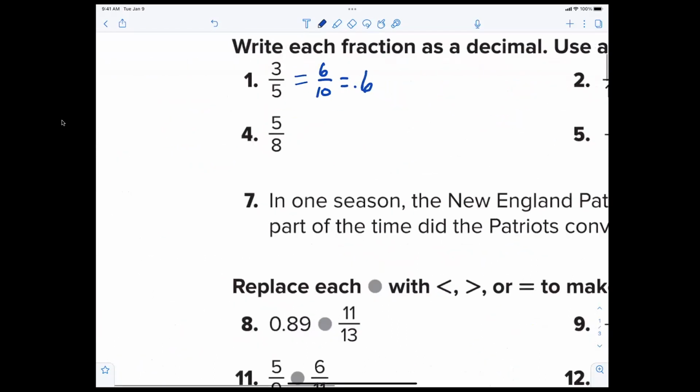All right, number 4. Do you remember what that was? And if we don't, we just have to do what? Yeah, we just have to divide. Now I want everybody to remember this, but we don't. So here we go. Everybody write it out for me.